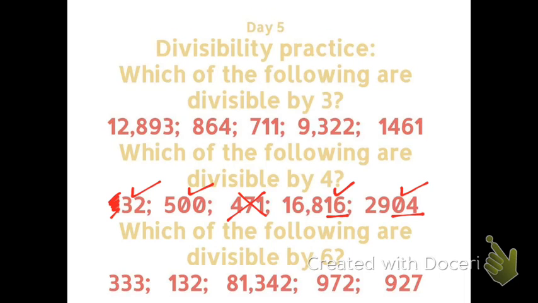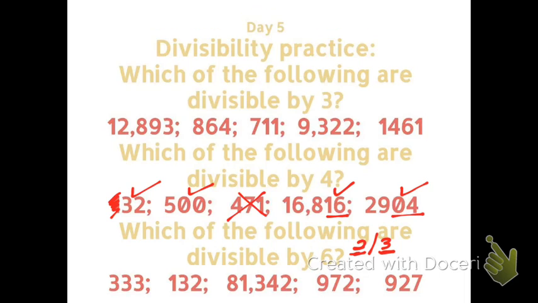All right, and let's look at the last one on here. Who remembers the rule for 6? I'll give you a hint. It has to be divisible by two other numbers. Austin? It has to be divisible by 2 and 3. By both 2 and 3. So let's do some eliminating for a second.